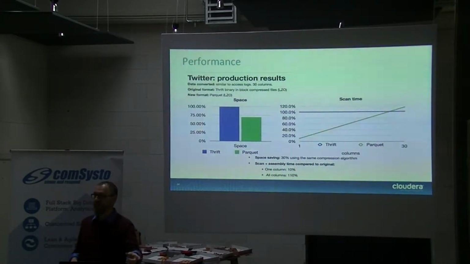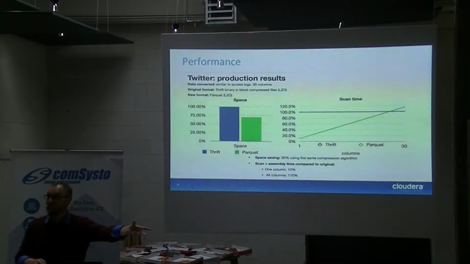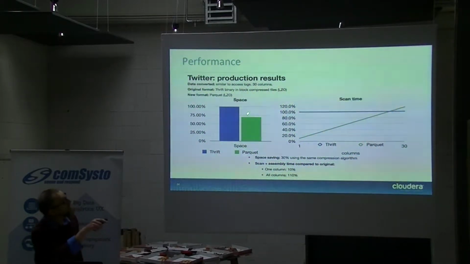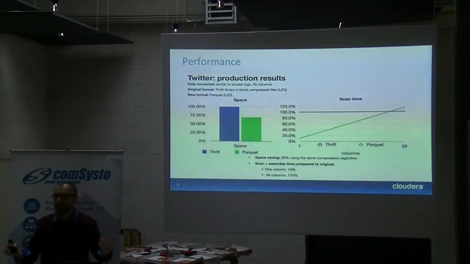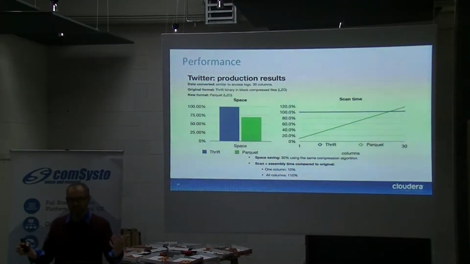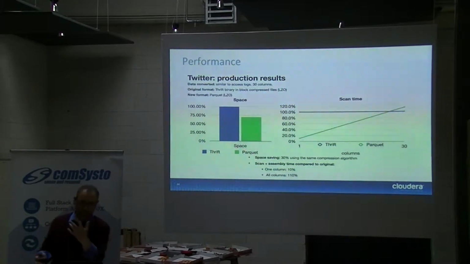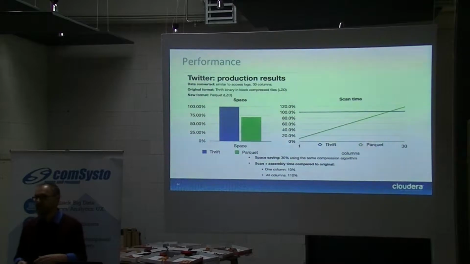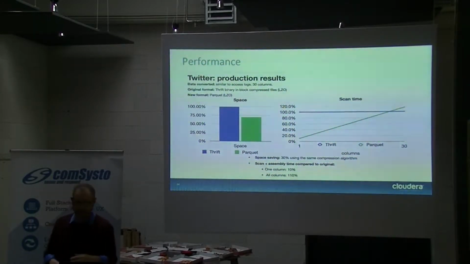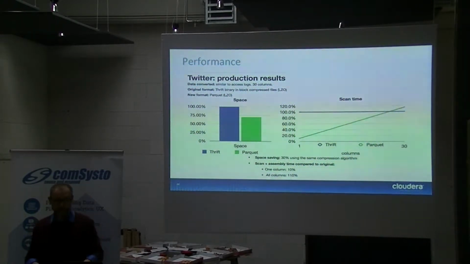What does it mean to Twitter? For Twitter, this means just by converting from the original Thrift data files to Parquet with Snappy, they saved that much space, 30% space savings. And imagine you have multiple thousands of computers sitting around storing data, and you can save 30% of storage. That's huge, right? Maybe on a 10-node cluster it might not be that obvious, but as soon as you go to larger clusters, that's a huge saving, just by having a better file format.